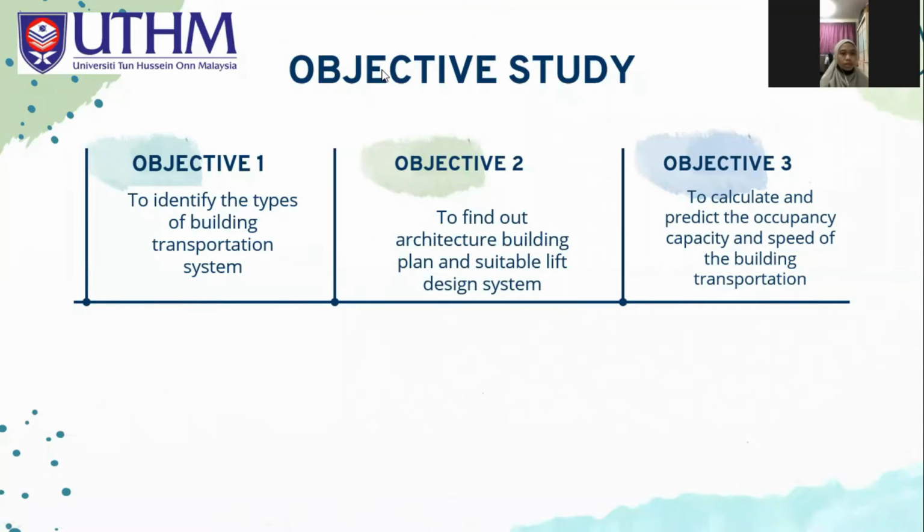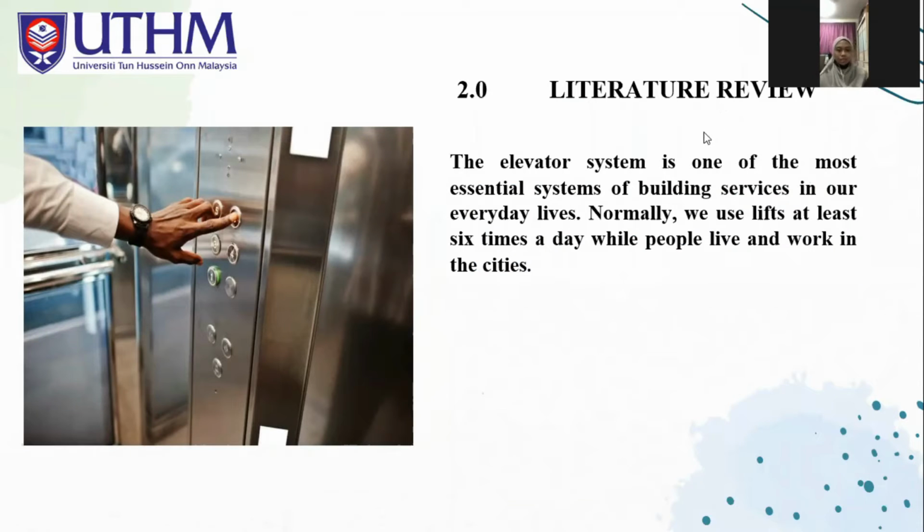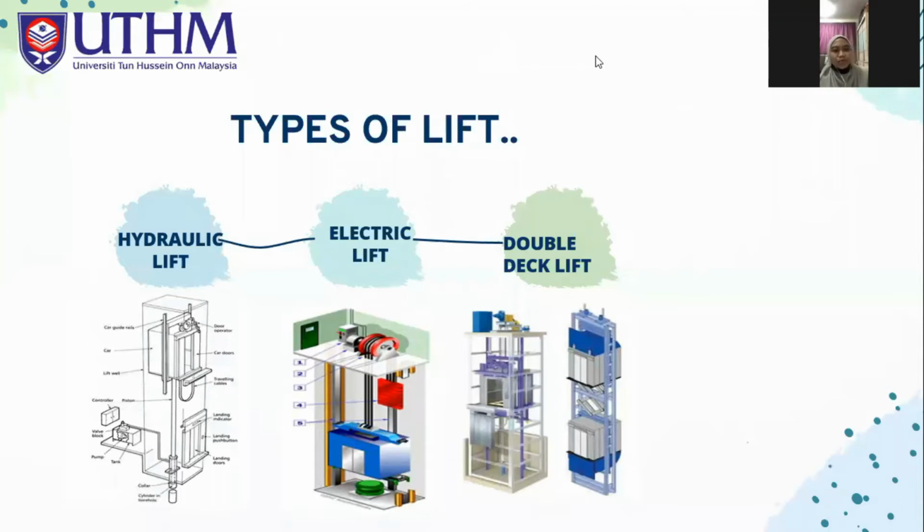Number 1 is to identify the types of building transportation system. Objective number 2 is to find out architecture, building plan and suitable lift design system. And last but not least, objective 3 is to calculate and predict the occupancy, capacity and speed of the building transportation. For the literature review, the elevator system is one of the most essential systems of building service in our everyday life.